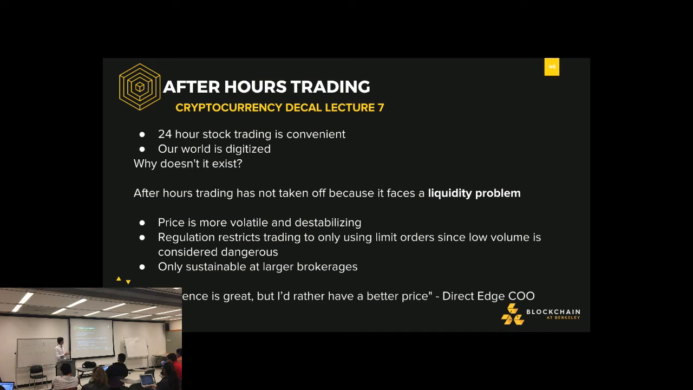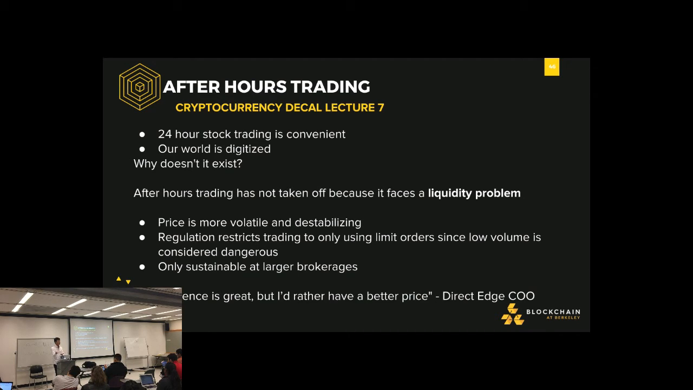Basically, 24-hour stock trading would be really convenient, but it doesn't exist. And this is strange because we live in a highly digitized world. We have Amazon Go stores where we can go in, take things, and walk out with machine learning. But why don't we have 24-hour stock trading? This seems like a comparatively simple problem. The problem is just that there's not enough liquidity. Because there isn't enough liquidity, the price is more volatile and destabilizing.